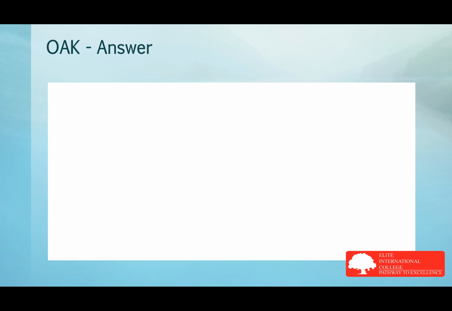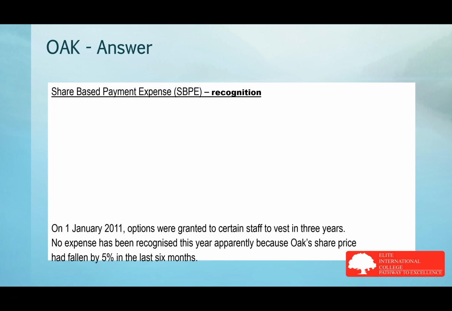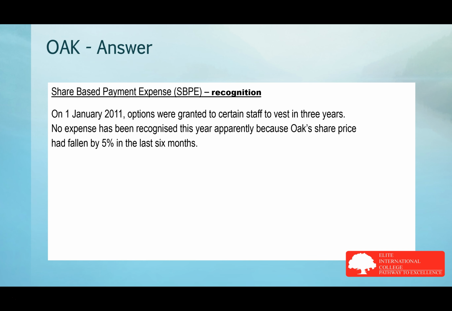We're going to start off with share-based payment expense recognition. Put that down as a title. Then the first paragraph will be the observation. Keep your story short. On 1 January 2011, options were granted to certain staff to vest in 3 years. No expense has been recognized this year, apparently because share price has fallen by 5% in the last 6 months.